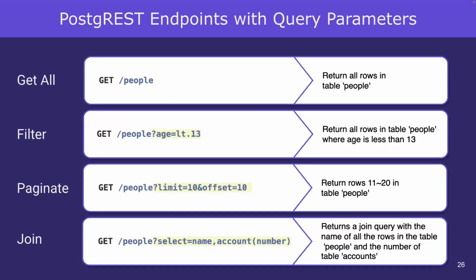For a user application trying to use Postgres, these endpoints might look something like this. An application might try to connect to the people endpoint, which connects to the people table within the database, and perform queries on that table using query parameters. These query parameters are what gives an application the ability to sort, filter, paginate, or join data within the table at each endpoint.